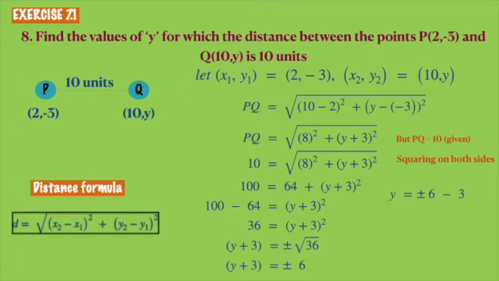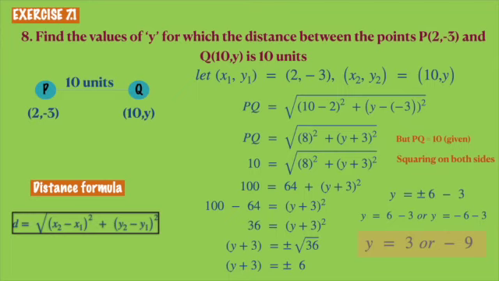Two values are there. y plus 3 is equal to plus or minus 6, so subtract 3. The two values are y is equal to 6 minus 3 or y is equal to minus 6 minus 3. Here, y is equal to 6 minus 3, which is 3, and y is equal to minus 6 minus 3, which is minus 9. Therefore, we have calculated the value of y. We got two values: y is equal to 3 or y is equal to minus 9. Therefore, the coordinate of Q may be (10, 3) or (10, minus 9).